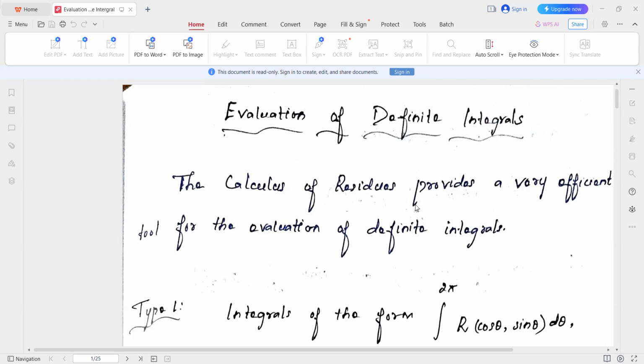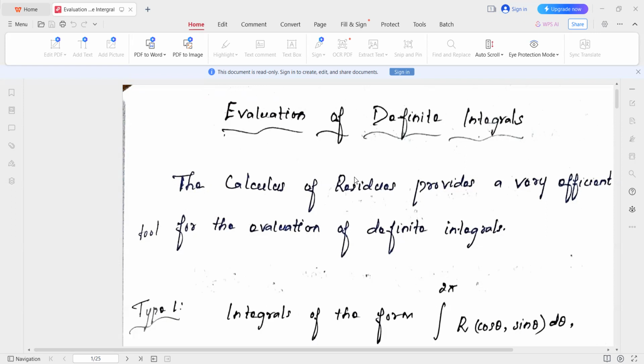Here we have 6 types of integrals. For these types of integrals, we are going to apply Cauchy's residue theorem to evaluate the value of different integrals. So let us see them one by one.